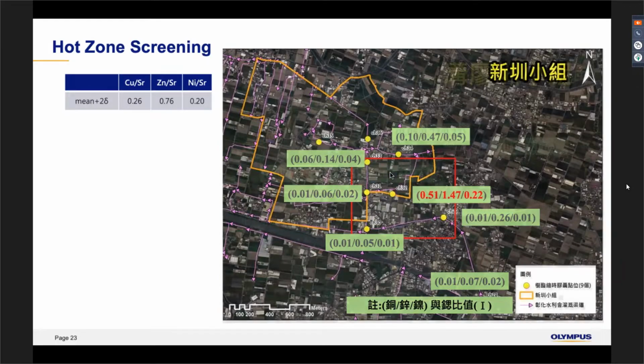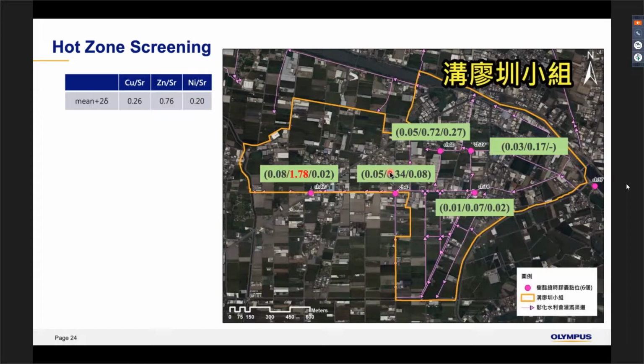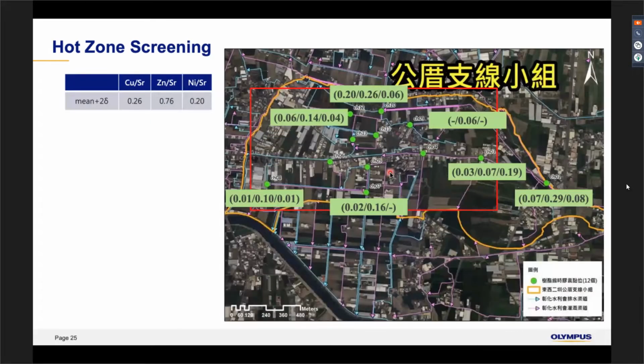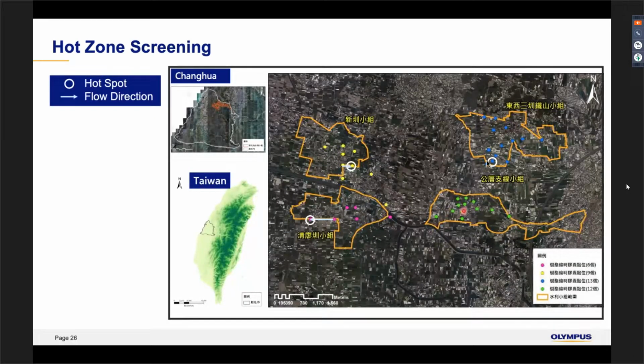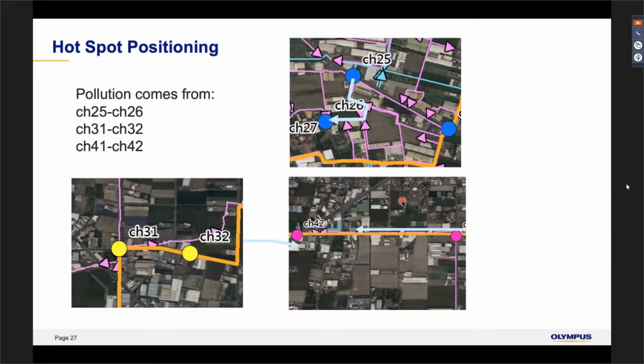In this way, the hot spot can be clearly marked. And we also know which kind of heavy metal is too high. If we trace the direction of irrigation water flow, we can clearly identify where the problem occurred between 2 points.